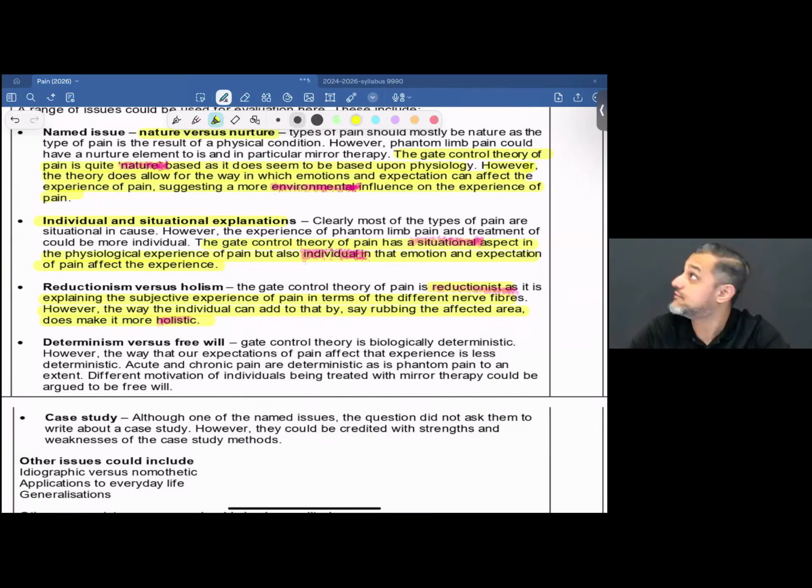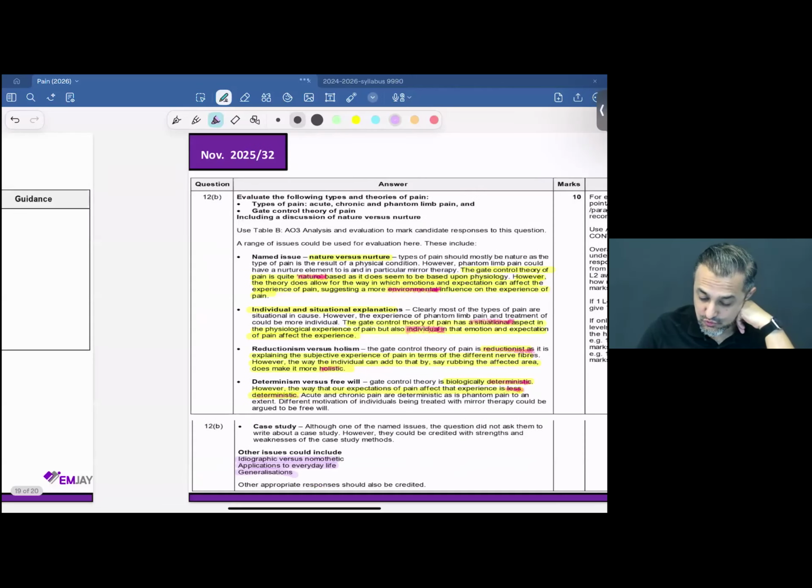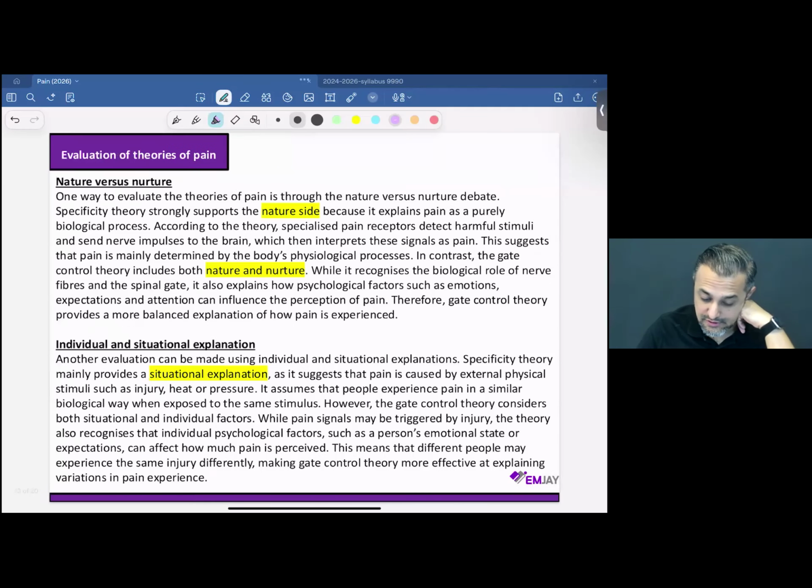Number 4, determinism versus free will. Gate control theory is biologically deterministic. However, the way that our expectations of pain affect the experience is less deterministic. So biologically deterministic, but less deterministic, that is, you're moving towards free will. There are other issues that you could use as well, such as idiographic versus nomothetic approach, applications of psychology to everyday life, and generalization. I just wanted you to know the relevance of what is being taught to you right now.